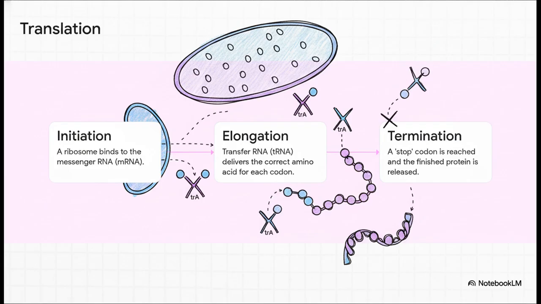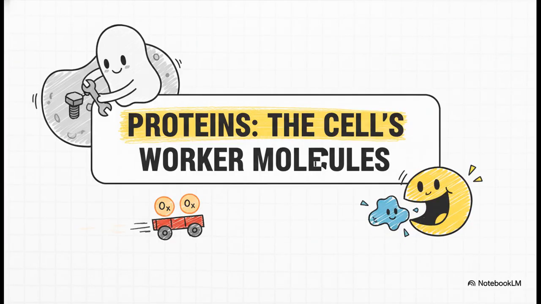It reads the 3-letter codon and brings over the exact amino acid that was ordered. The ribosome then links these amino acids together, one after another, building a chain until it hits a stop codon. That's the signal that the protein is finished, and it gets released. And the final product? A fully functional protein. We're talking about everything from the enzymes that digest your lunch to the hemoglobin carrying oxygen in your blood. These brand new molecules are the tireless workers that perform almost every single task needed for life.